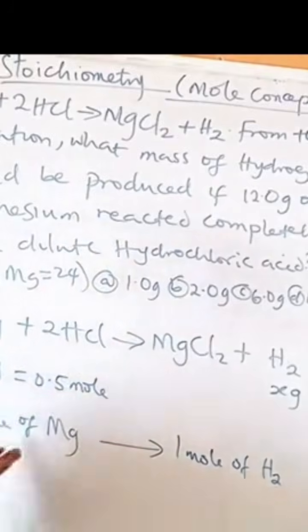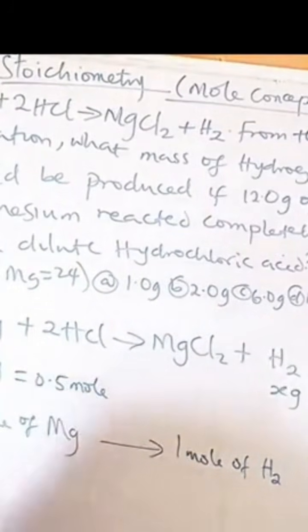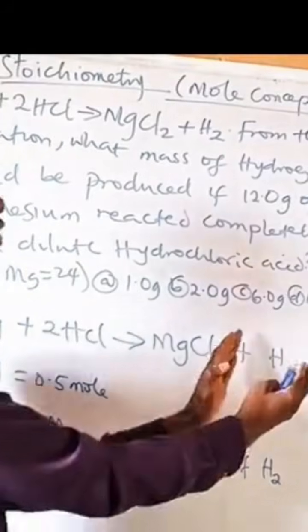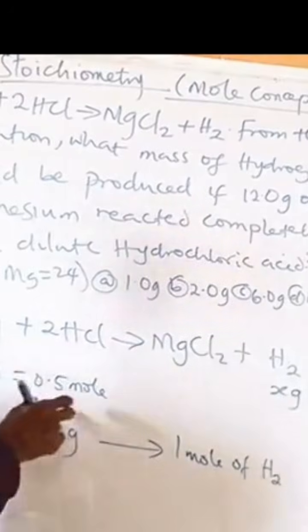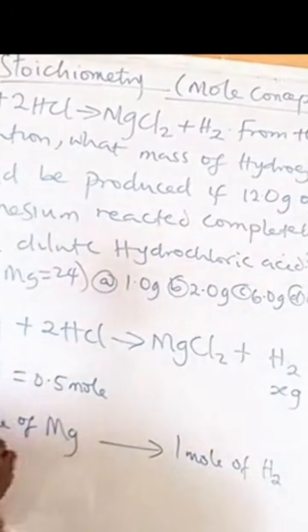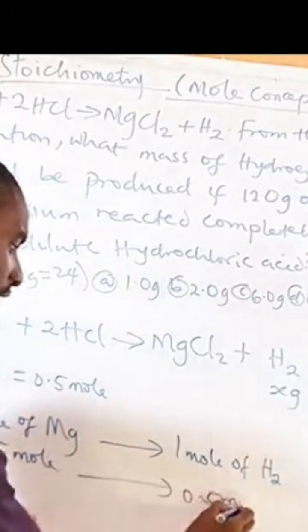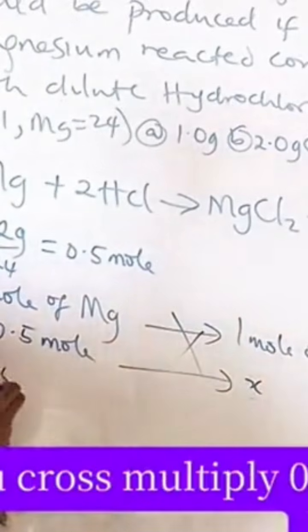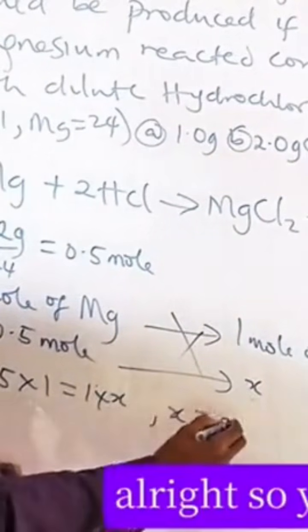Okay, so from here, the balanced equation shows us that 1 mole of magnesium will give you 1 mole of hydrogen gas, meaning that the amount of mole of magnesium will give you exact amount also of hydrogen. So if this is using 0.5 mole, definitely 0.5 mole of this will also give us 0.5 mole of this. Or you could write X and cross multiply: 0.5 times 1 equals 1 times X. All right, so your X is 0.5 mole.